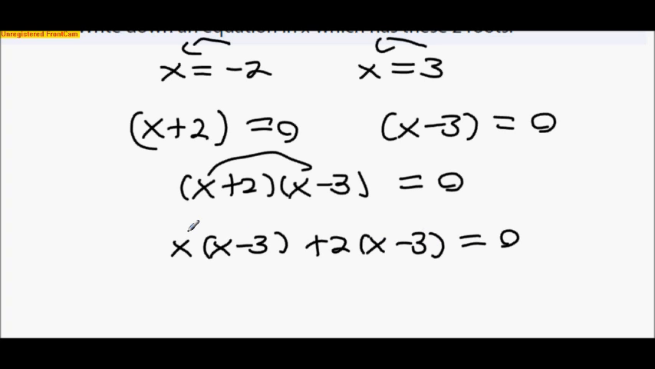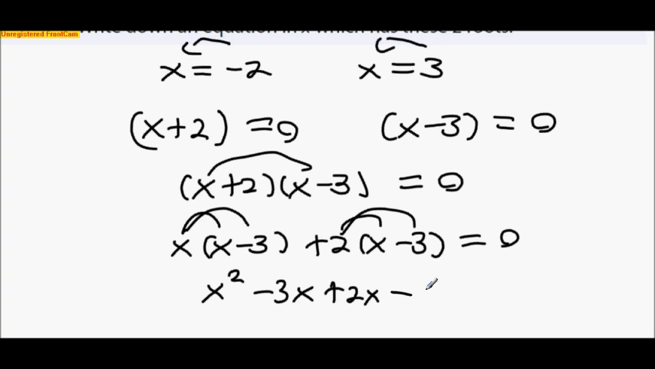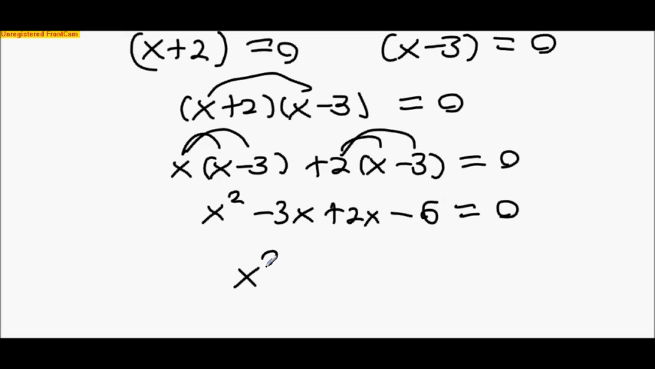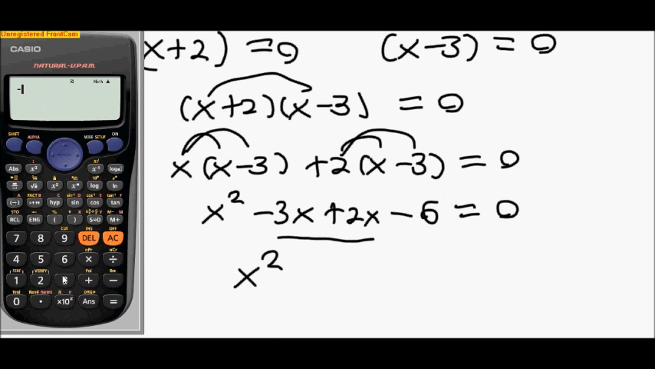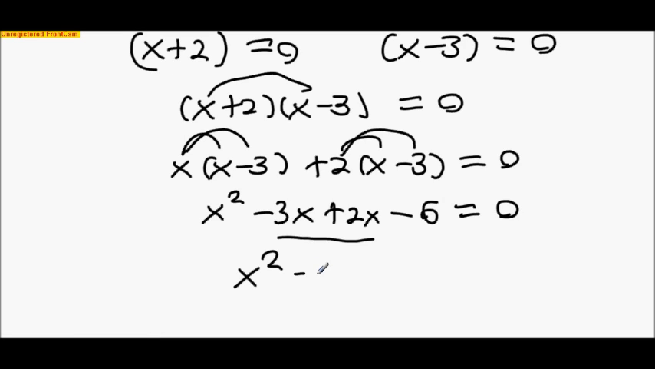Let's multiply them out. We get x squared minus 3x plus 2x minus 6 equals 0. And then finally, x squared. Two of these together is minus 3 plus 2, which is minus 1x. x squared minus x minus 6 equals 0. That is our quadratic equation right there.